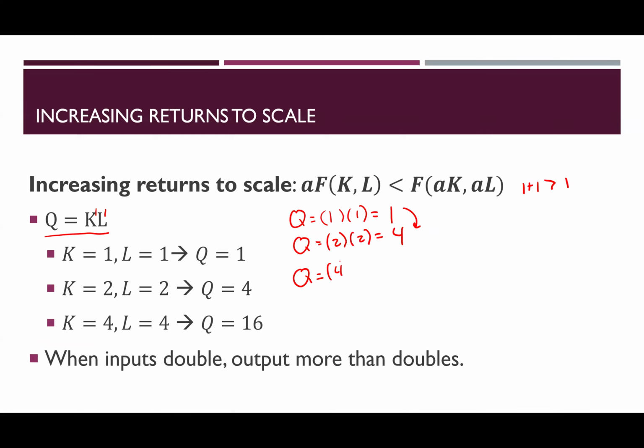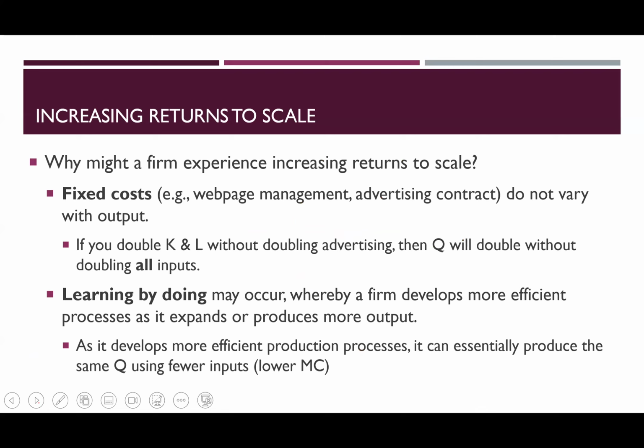If we double the inputs again, so each is equal to 4, now we get output of 16. So again, more than doubling output as we double those inputs. Why might we have increasing returns to scale? It's not going to be very common, but it happens sometimes. Constant returns to scale is most often what we see in the world, especially with firms that survive over time.